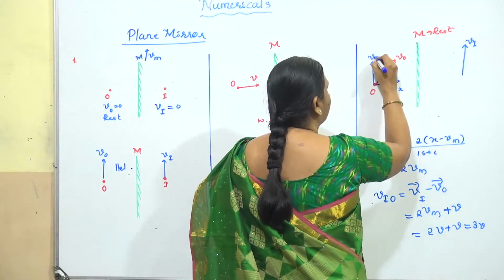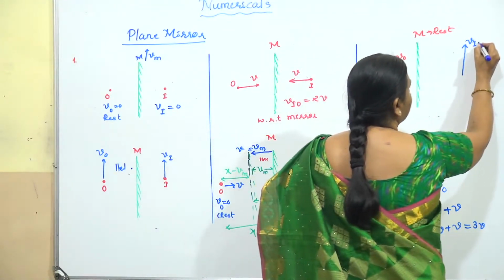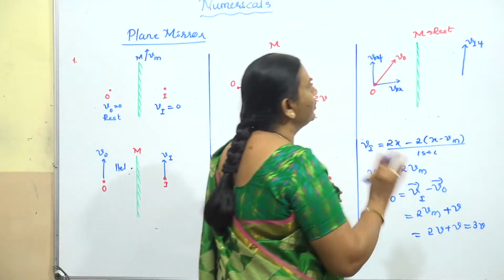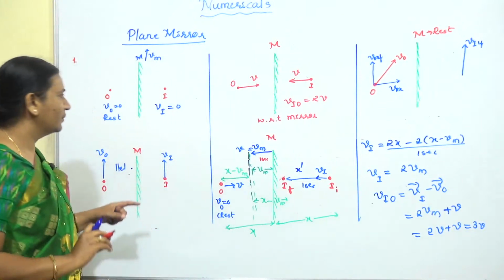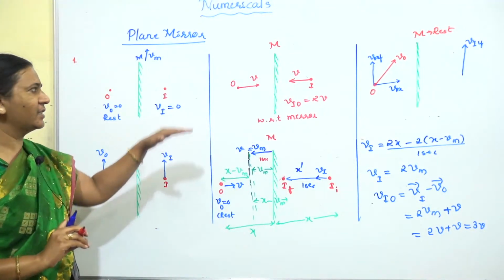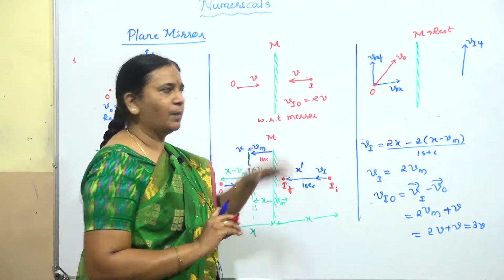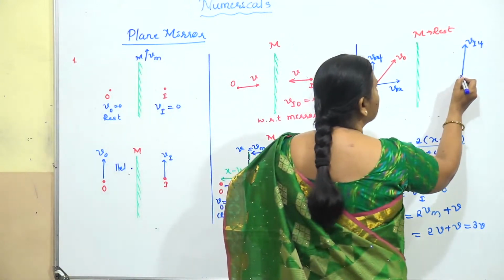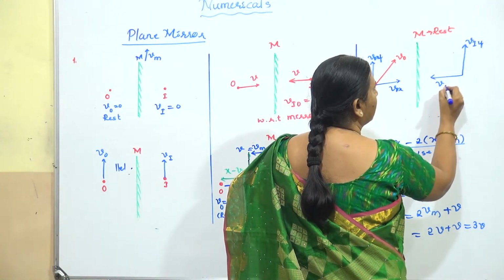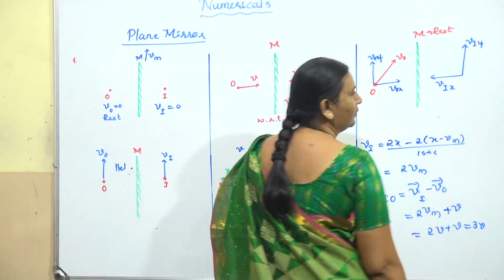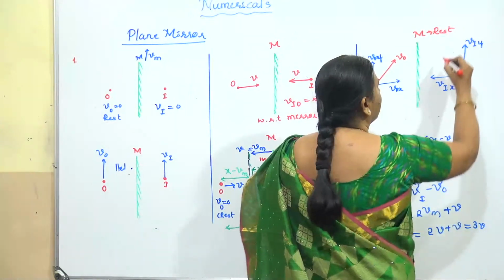Let me call them OY and OX. So this becomes IY. There is no change; that remains the same distance. What about in this direction? The image moves with the same speed but in the opposite direction. So this becomes the velocity of the image along the x direction. Now their resultant becomes what, in this direction.